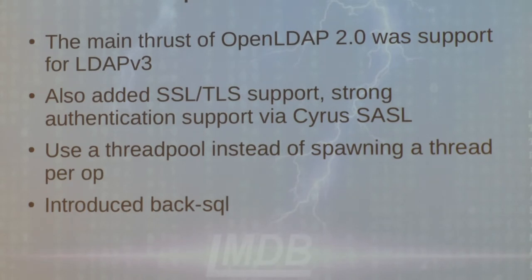For thread management, in the 1.0 releases, we would spawn a new thread on every incoming operation. And it turns out, thread startup and shutdown time is significant. So in 2.0, we actually use a thread pool where we reuse the pool of existing threads for each incoming operation. And that helped boost search performance quite a bit.